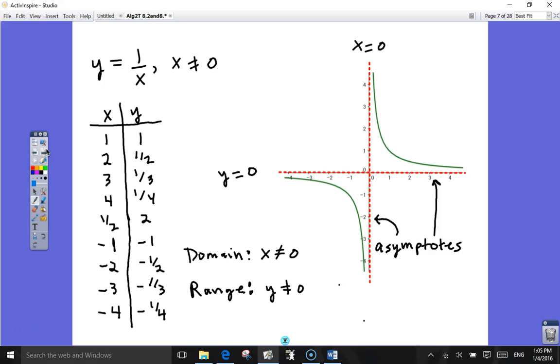So here I've got my function y equals 1 over x, and I made a table of values. Because if you don't know what a graph looks like, plug in some numbers, see what it looks like. And I calculated all my y values, and I plotted them on a graph, and I connected all those points with lines. Now, again, why does it say x does not equal 0?